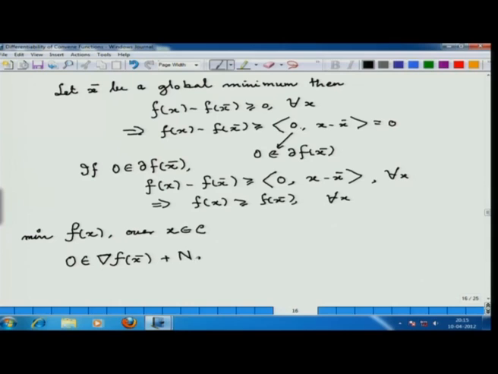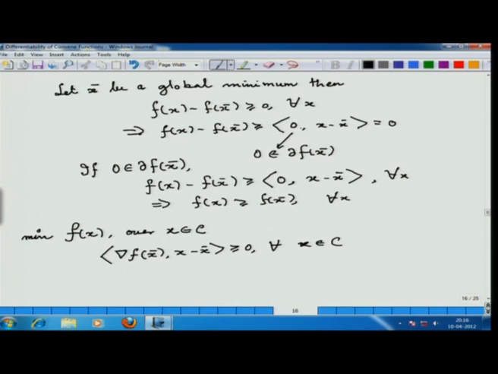So, the optimality condition that we know is that if f is differentiable, then x bar is optimal if and only if the inner product of grad f(x bar) with x minus x bar is greater than or equal to 0, for all x in C.